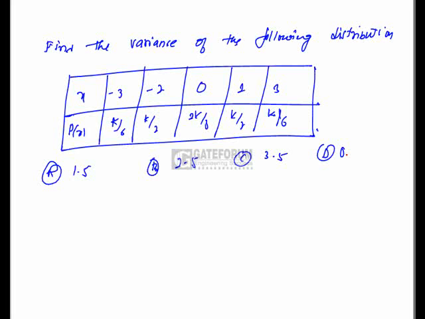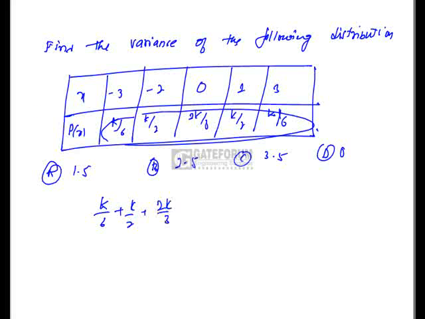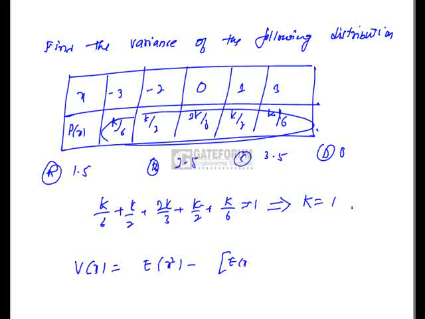We have to find the variance of the distribution. Now, in order to find the variance of the distribution, first we have to find the value of k, and also we know that maximum probability is 1. So the probable values are given in the table. So sum of these values must be 1. Plus k by 2 plus k by 6 must be equal to 1. If I simplify, then the value of k will be 1. Now we know the formula of variance: E of x square minus E of x, which is mean, whole square. Now in order to find the variance, first we have to find E of x square as well as E of x whole square.